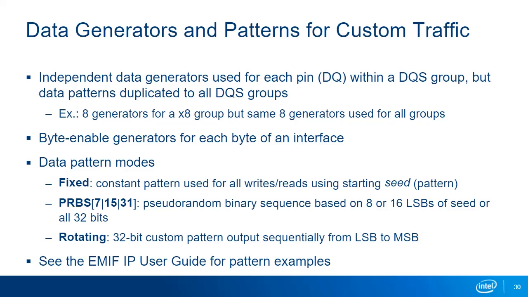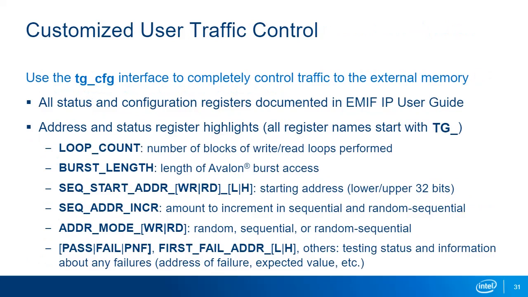Finally, with the rotating mode, you create a completely custom 32-bit pattern. The pattern from each data generator rotates through all the bits of the 32-bit value. See the user guide for examples of each of these modes. As mentioned, the traffic generator is configured and controlled with the TG-CFG Avalon Slave interface. This is a standard memory-mapped interface consisting of a number of control and status registers you can read and write with your own custom logic.